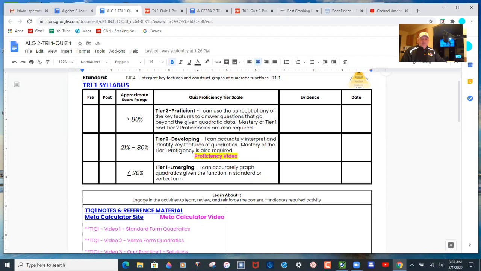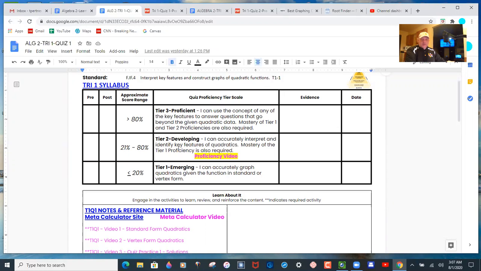Tier 2, you're going to move into identifying key features of the quadratics, and also mastery of Tier 1 is included in that. So if you get all the problems right through Tier 2, that's an 80%.